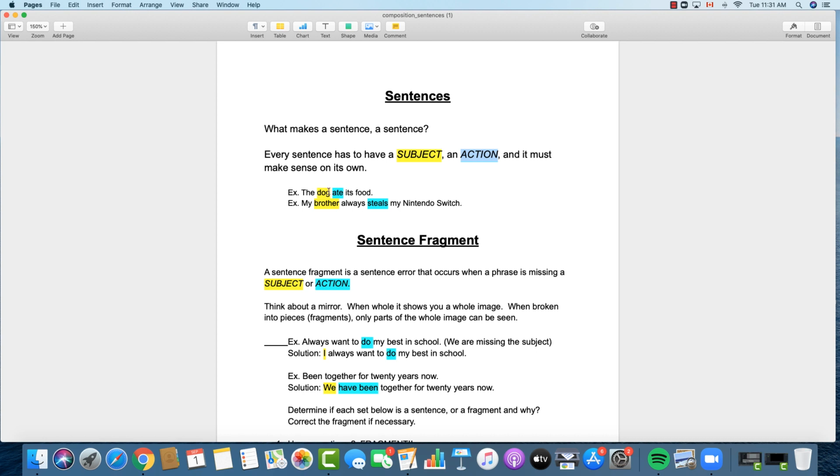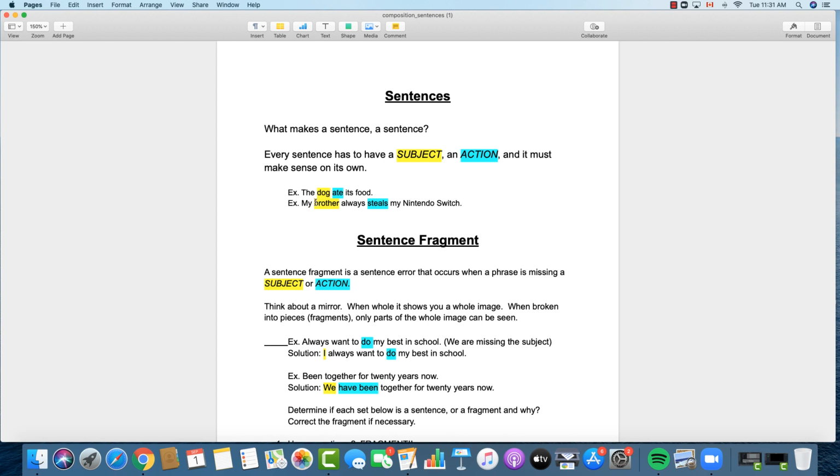The first one is, "The dog ate its food." Here I've highlighted "dog" because the dog is the subject, and I have highlighted "ate" because that is an action. It's something you can do. So this dog, the subject, ate its food, the action. If I said "the dog ate its food," I can imagine all of you would say that makes sense. So it checks all of our boxes, making it a complete sentence.